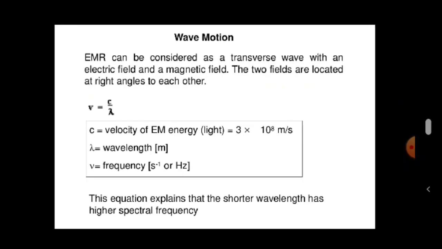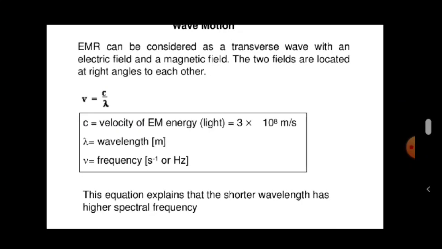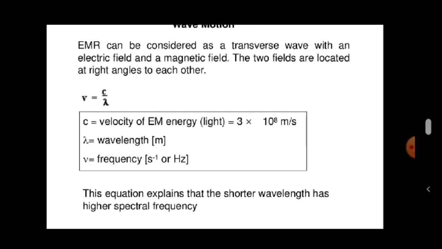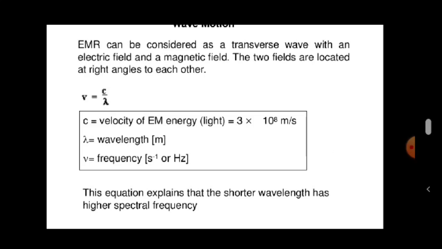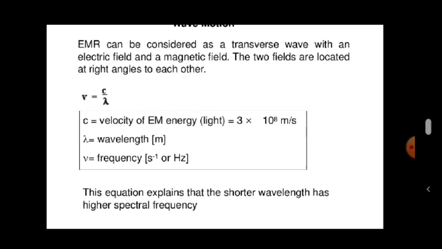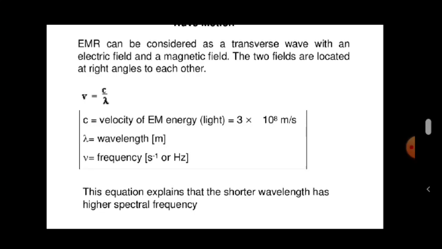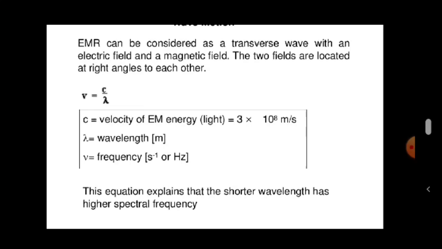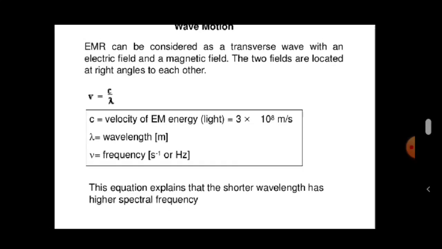So electromagnetic radiation can be considered as a transverse wave with an electric field and a magnetic field, of course. EMR is a carrier of electromagnetic energy by transmitting oscillations of the electromagnetic field through space. These two fields are located at right angles to each other, perpendicular to each other. The plane of the electric field is the plane of polarization, one of the four elements of EMR. This is vastly used in microwave remote sensing, we will explain in the future.